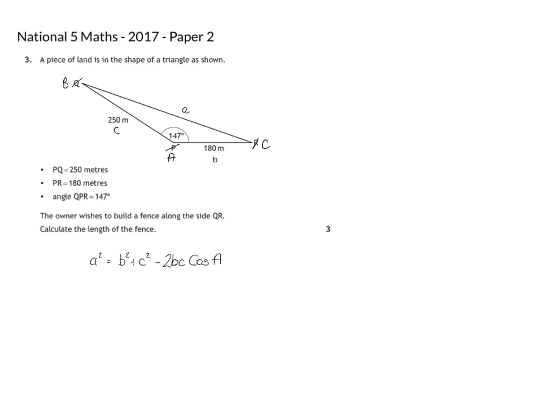So we can now substitute in our values. So we know B, which is 180, so we get 180 squared, plus C, which is 250, so 250 squared. Take away 2 lots of B, which was 180, C, which was 250, and then cos of 147 degrees. So this gives us our value for A squared.